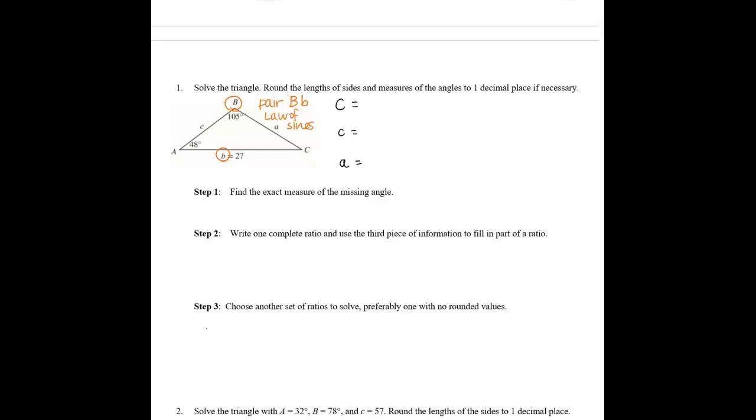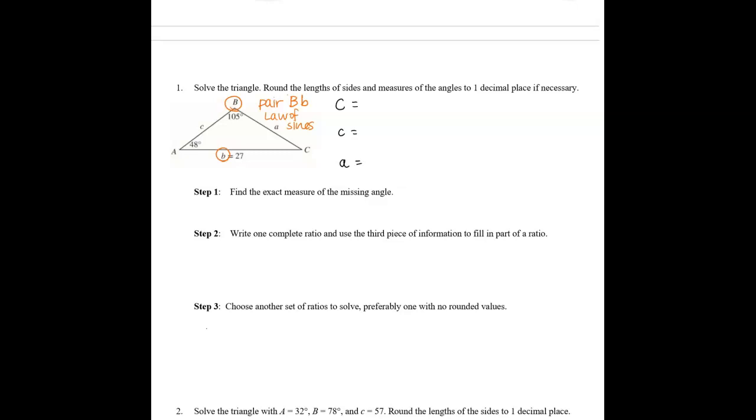The fact that we have a pair is what tells us to use law of sines. Because you have to remember, when you go on and take the test or the quiz, I'm not going to explicitly say use law of sines or use law of cosines. You might have to look at two different triangles and determine which one you want to use. And this is how you tell if you're going to use law of sines, if you have this pair. Okay, so now let's go on and start finding some of the missing values in this triangle.